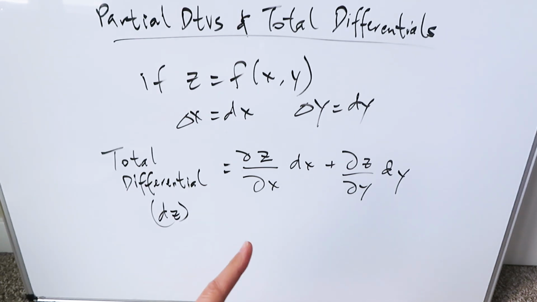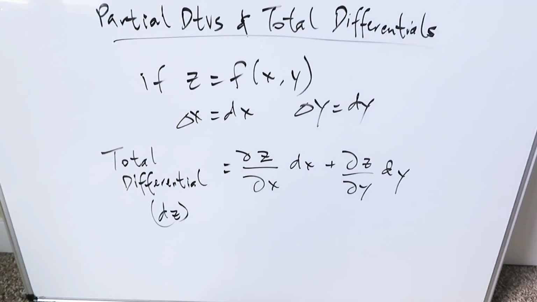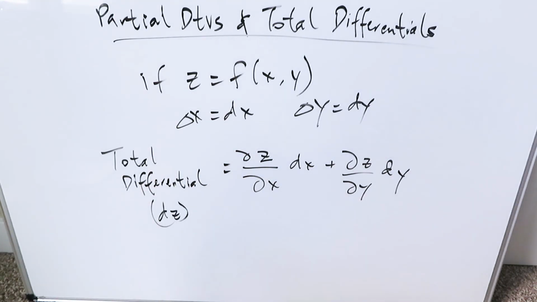We're looking over here at total differentials, and partial derivatives are involved in that. This is an interesting topic. If you are looking at a function z that is made up of two independent variables x and y, then you know the differential with respect to x, dx, is equal to the change in x, and likewise the differential with respect to y, dy, is your change in y.